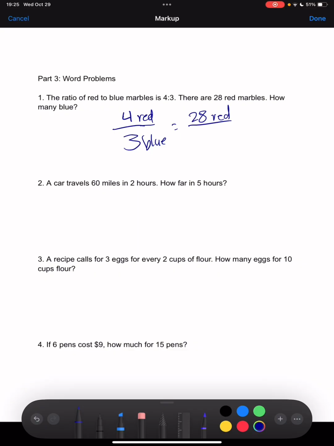So the number is 7. 4 times 7 is equal to 28. We're going to do the same thing to the bottom. 3 times 7 is equal to 21. So there are 21 blue marbles.